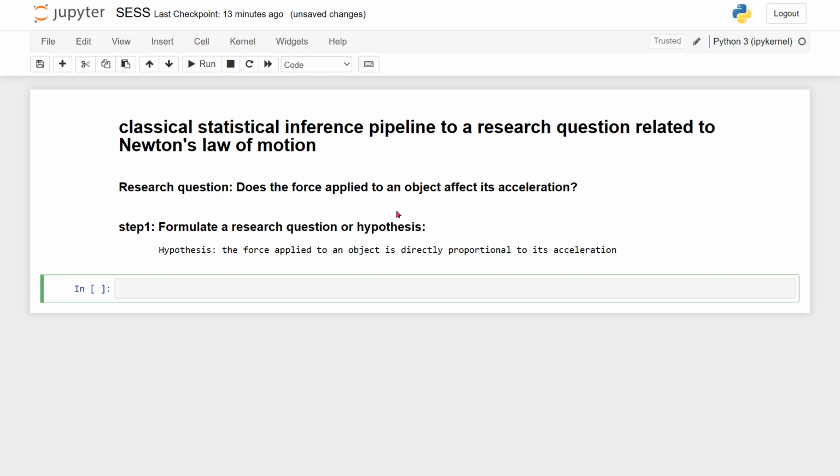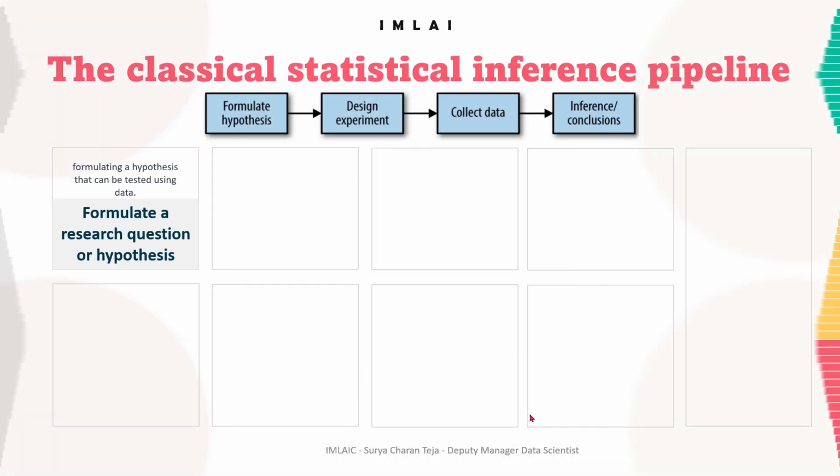What I'm saying is, as per my observation, I found that the force applied to any object is directly proportional to its acceleration. If you have higher force, then your acceleration is also high. If the force applied is lower, then acceleration will also be lower. That's my null hypothesis. I am not sure whether it is right or wrong. I observed it once or twice, but I haven't done lakhs of experiments, so that's the reason. It's not the alternate, it's my null hypothesis. Okay, so that's the first step, formulate a research question or hypothesis.